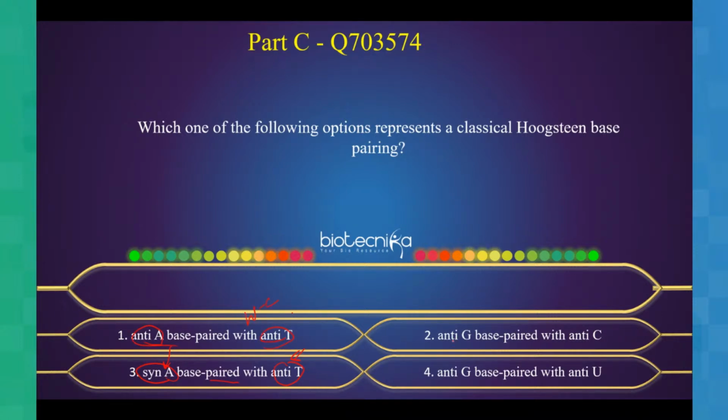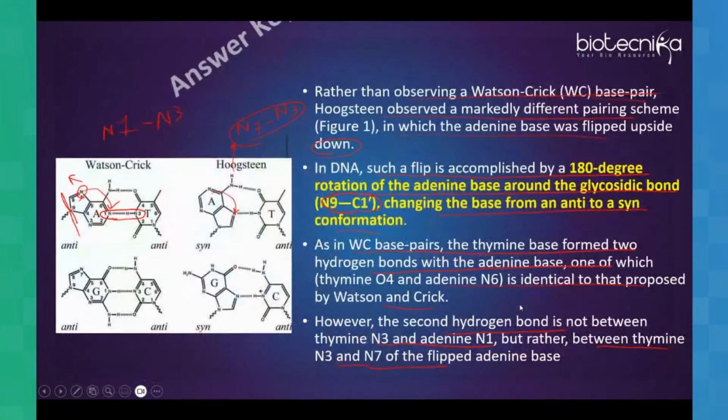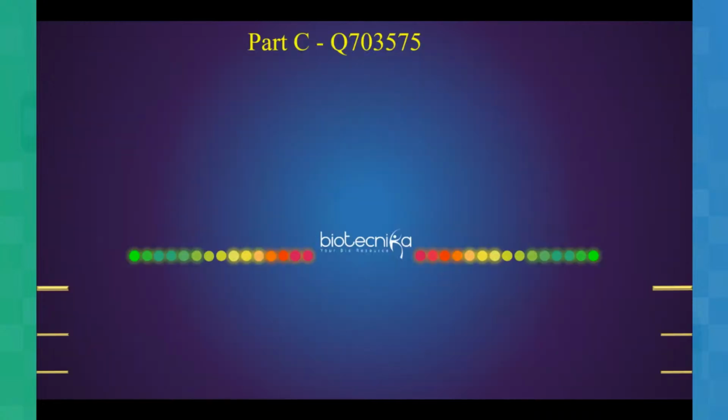Okay, if you have anti G, anti C, so that is also Watson Crick. Okay, and anti G with anti U, anyways, this is not possible because this is also in the Watson Crick model only. Okay, in some cases of modifications.